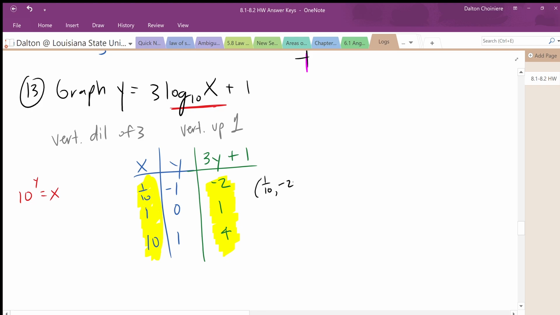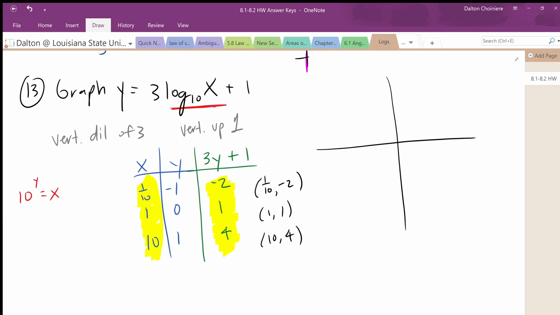1/10, comma negative 2, 1, 1, and 10, 4. So you don't have to worry about doing all these transformations by hand visually, because you can do them directly in the table. Notice I didn't shift my graph to the left or to the right at all though, so my asymptote is still going to be along the y-axis.